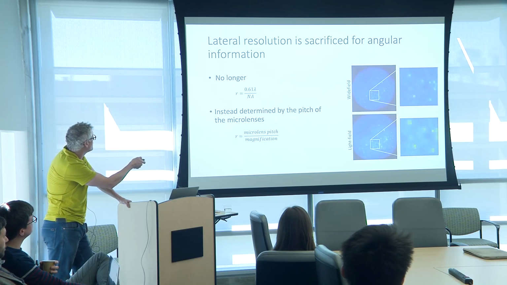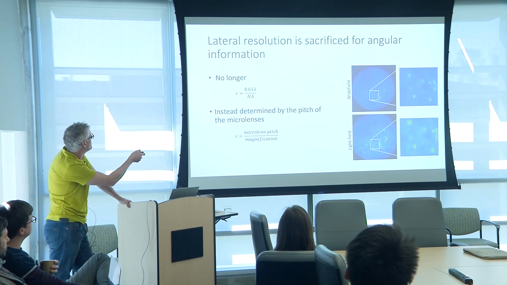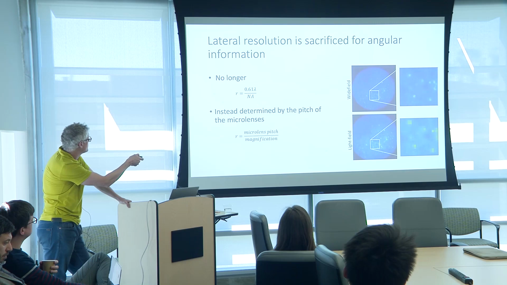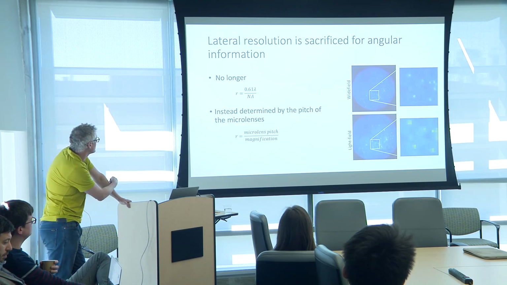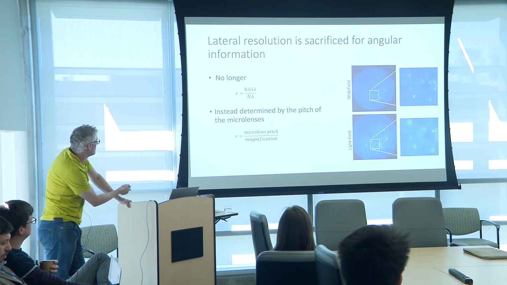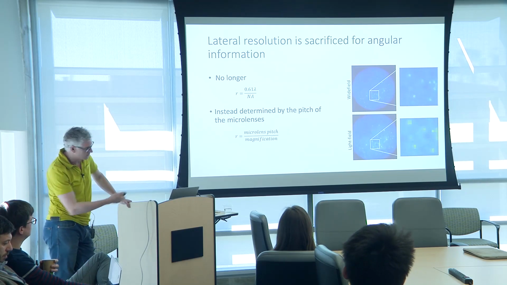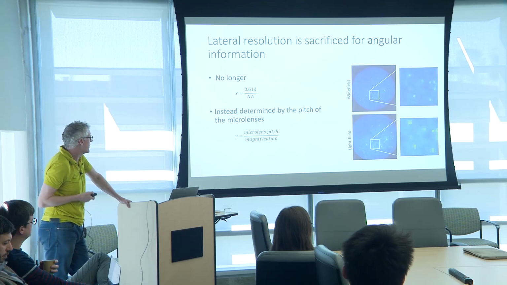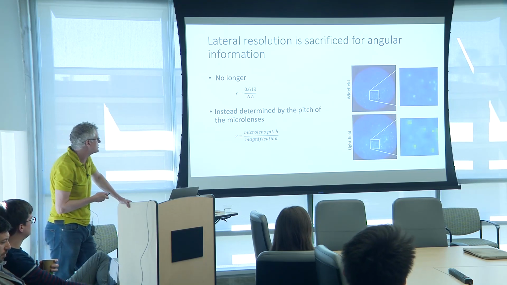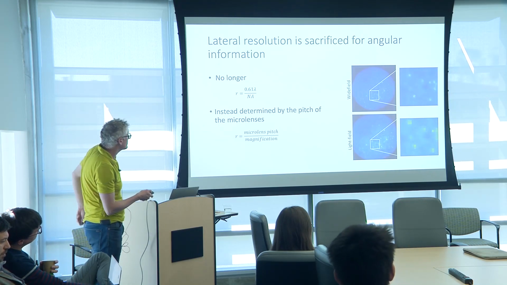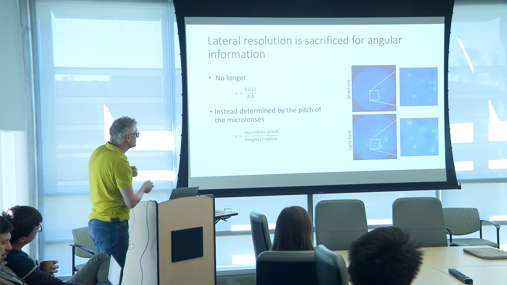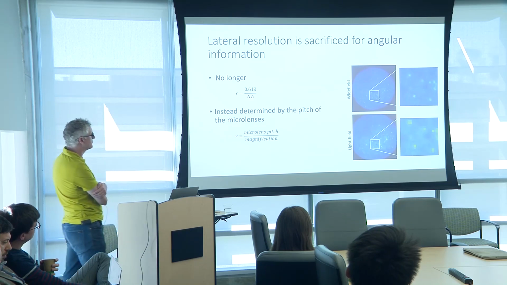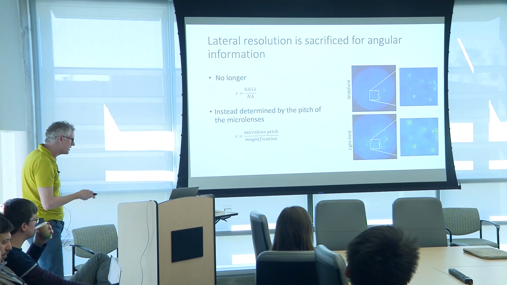And so what you're doing is you're sacrificing lateral resolution for angular information. Before, you had the classic resolution of 0.6 lambda over numerical aperture. Instead, as we were just discussing, it depends on the micro lens pitch and the magnification. So you've probably lost out a little bit compared to the wide field, and you can see an example of that there.